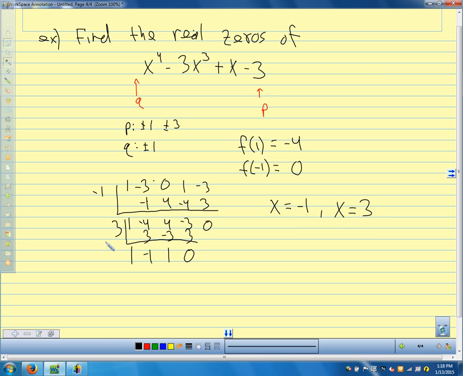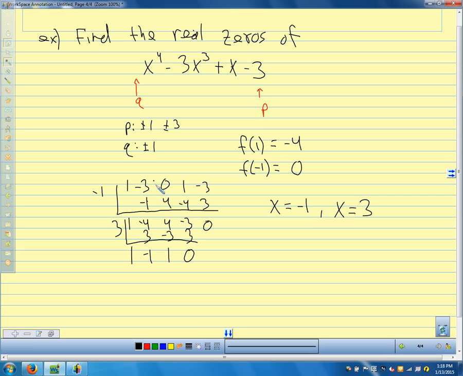If 3 didn't work, then I would have to try synthetic division on this piece with negative 3. If we had a longer list and we tried a couple and they didn't work, just have to keep going and trying until you get one that works.